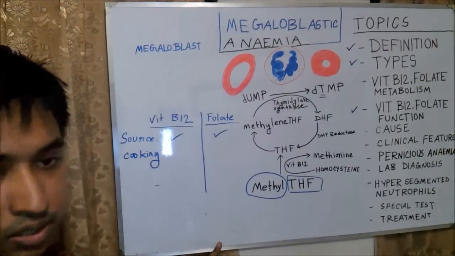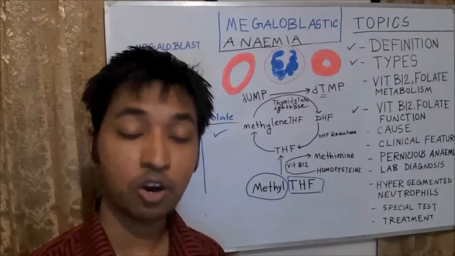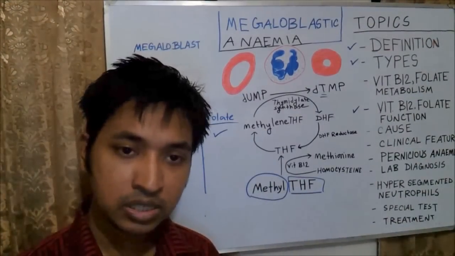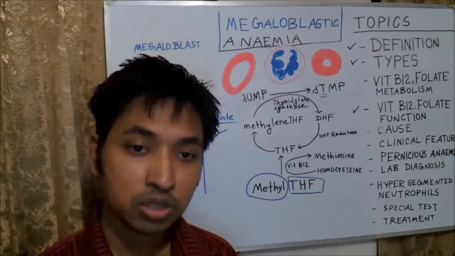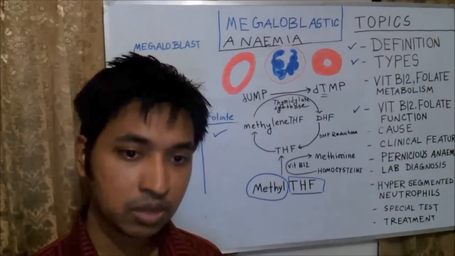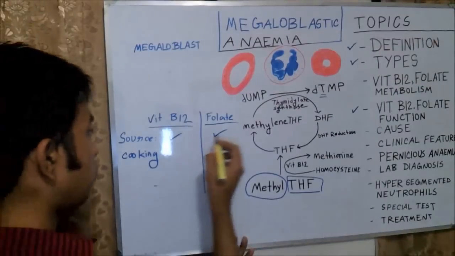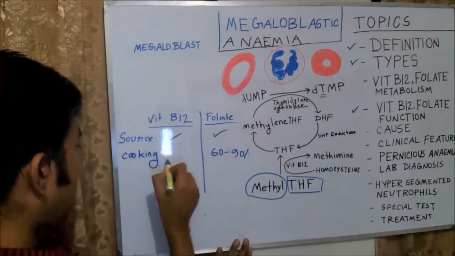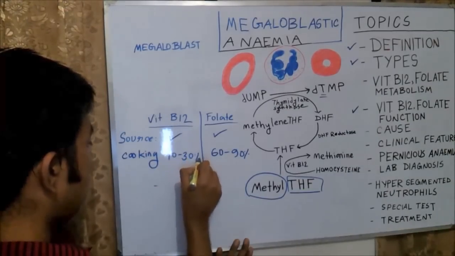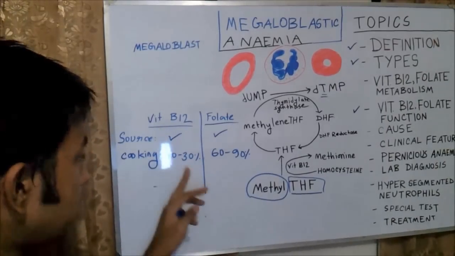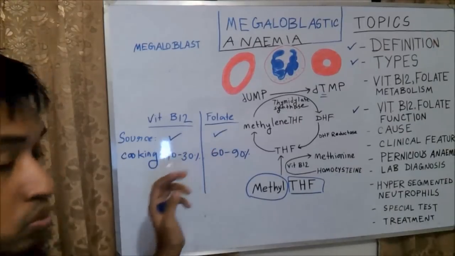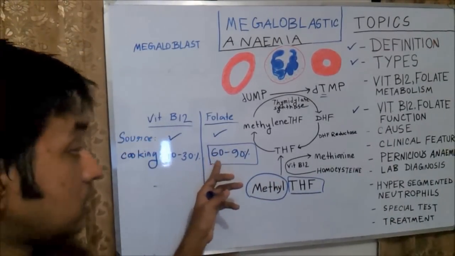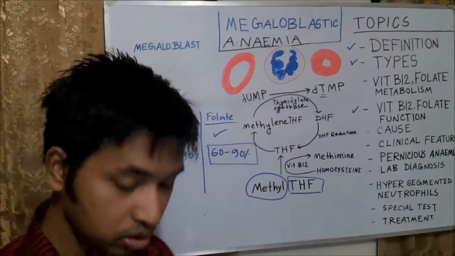The next thing, effect of cooking. This is an important point. Whenever you're taking the history of your patient, do take care to notice these things. The patient may tell you, doctor, I am eating a sufficient amount of vegetables, but he or she may be cooking that vegetable, and sometimes overcooking. Always remember, cooking will result in loss of 60 to 90% of folate in those green leafy vegetables, and there will be about 10 to 30% loss of vitamin B12 with cooking. That's acceptable, but it is better to take special care when cooking, because overcooking may result in loss of 60 to even 90% of the folate in your spinach and cabbage.